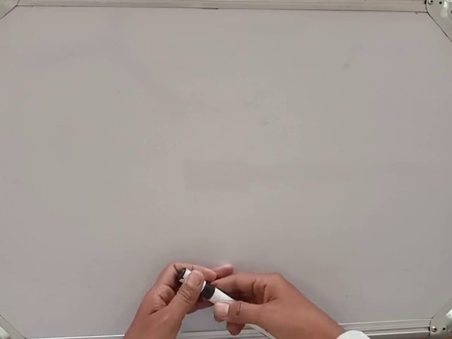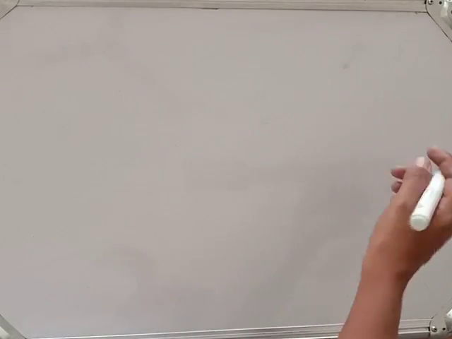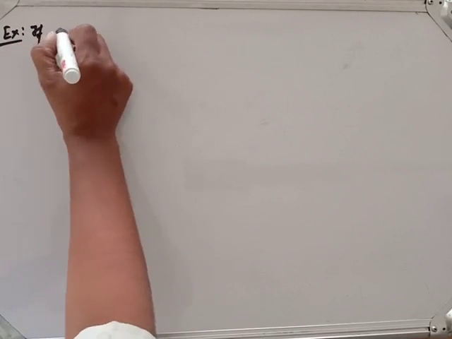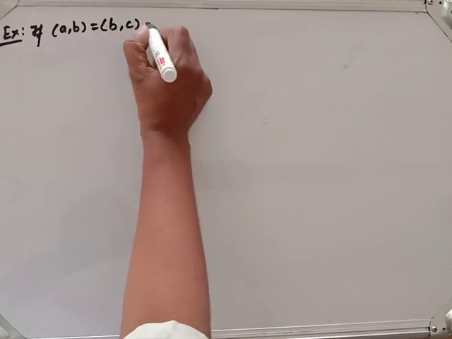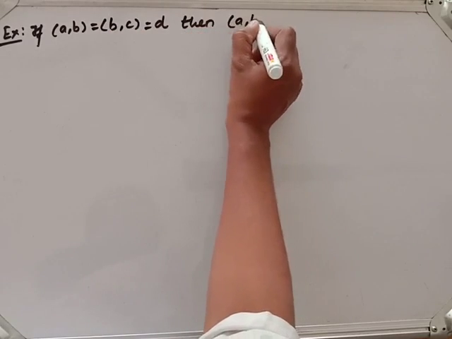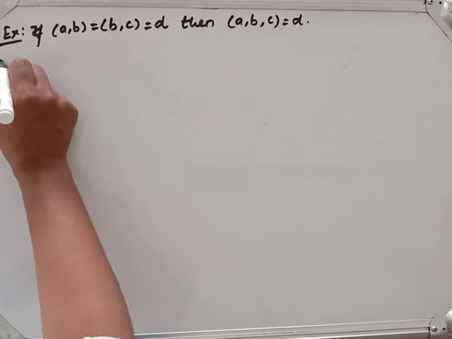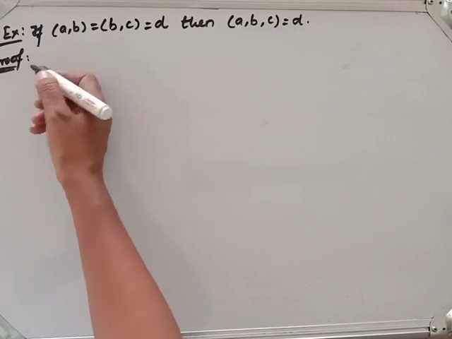Hello students, now in this video let us see one example and later on we will go for the next important definitions. So the example is that if GCD of A and B is the same as GCD of B and C, that is equal to D suppose, then the GCD of A, B and C should be what? D. This is our example. This one we have to show. So, let us see the proof or the solution for this.